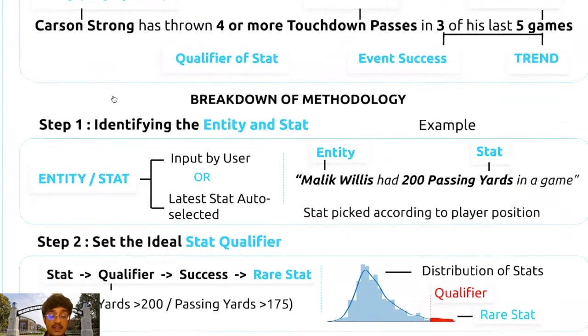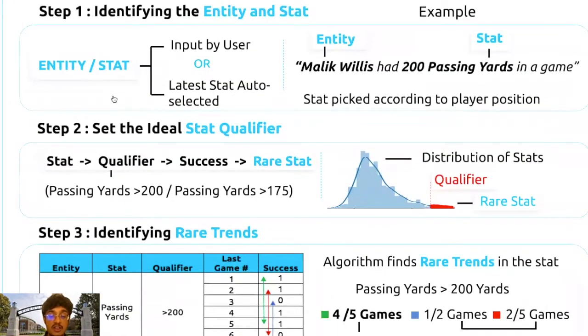Step 2 is to identify the right qualifier. Based on the probability distribution function at the entity stat level, the algorithm shall select levels that are 75th, 90th, 95th, 98th, and 99th percentile. For passing yards, these levels could be greater than 175 yards, 200 yards, and so on. These can be considered as rare and would make for an interesting story.